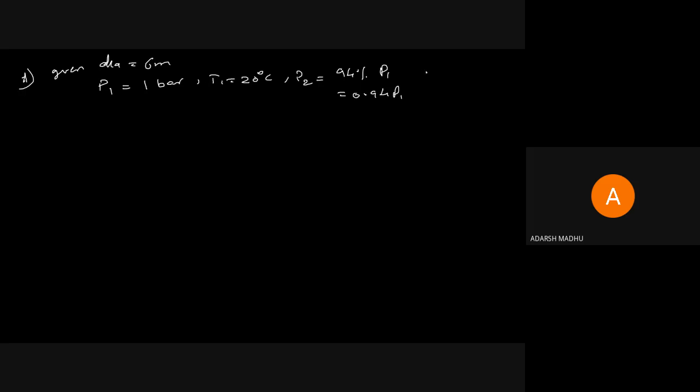Temperature is not changing. T2 equal to 20 degrees Celsius itself, that is 293 Kelvin. 1 bar equal to 10⁵ Pascal. Okay, this is the given data. So the mass of the original gas escaped, the percentage of mass, is to be found out.